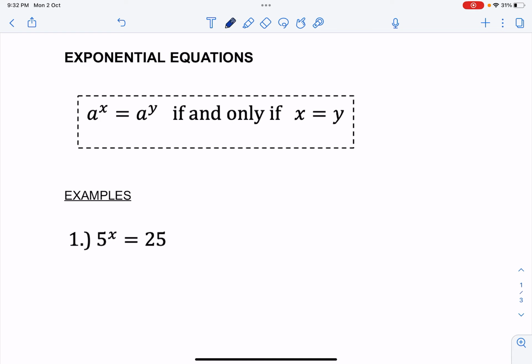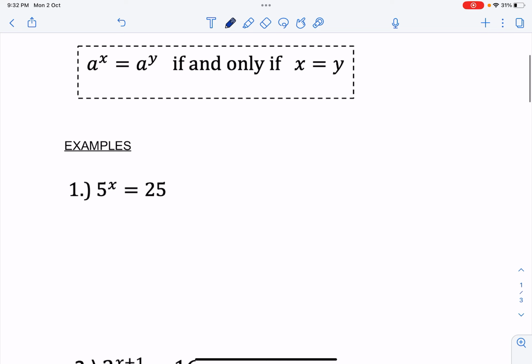Formally, there is a requirement that a should be greater than 0 and a is not equal to 1. But we will not worry about that at this level. We are just going to talk about base a, and the bases have to be the same. Okay, so let's look at some examples.